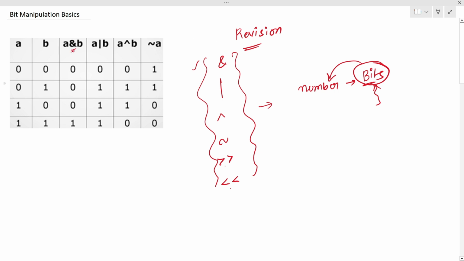We know that the AND operator is as simple as that: if both are 1, then it will become 1. Otherwise, in the remaining cases, it will be 0. And we also know the bitwise OR operator. If any one of them is 1, then definitely the output will be 1. Here you can see 1, here you can see 1, and here you can see both as 1. But here it is 0. Why? Because both the numbers are zeros.